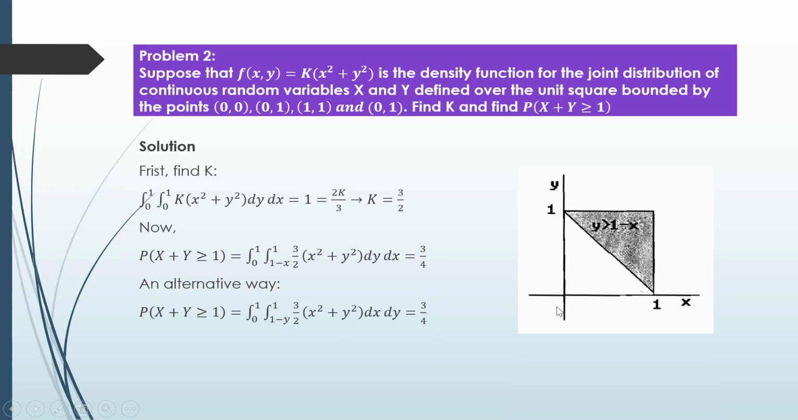Here's the picture. So you see, if x plus y is greater than 1, we basically find the area of the shaded region. For the first type integral, x goes from 0 to 1, but y goes from 1 minus x to 1. By the second type integral, y goes from 0 to 1 and x goes from 1 minus y to 1.